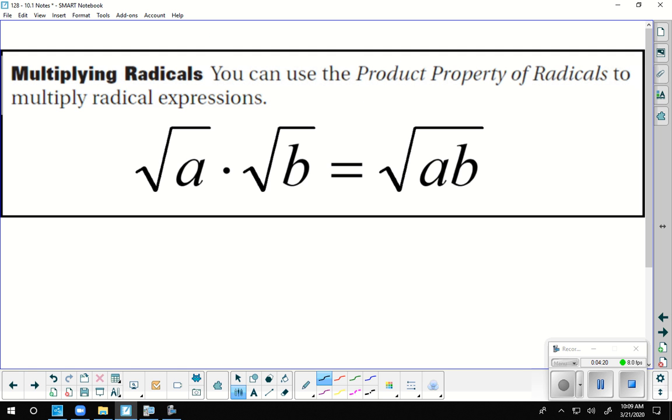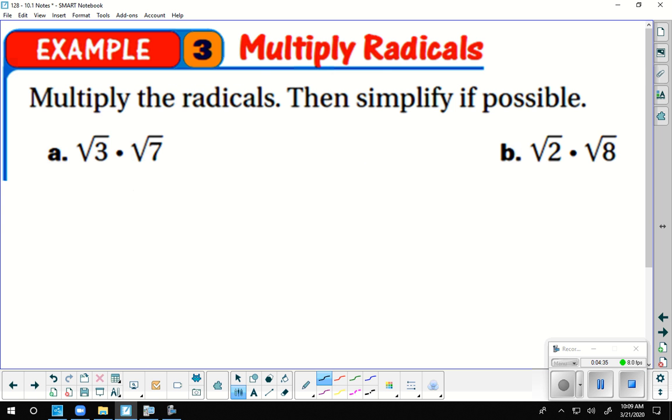So here's a property of radicals. When we multiply the square root of A times the square root of B, we can just put them under the same radical and multiply them. This is called the product property of radicals. So for example, the square root of 3 times the square root of 7, I can just do 3 times 7 under the same radical, and that's the square root of 21.